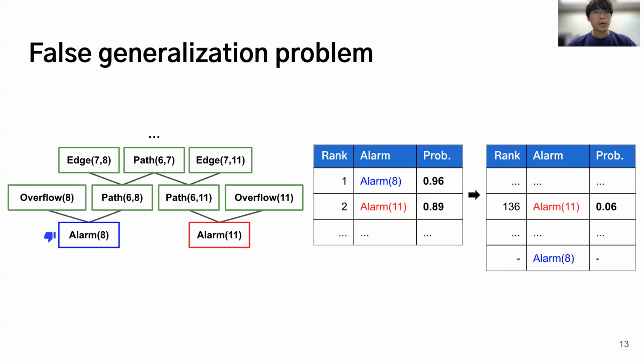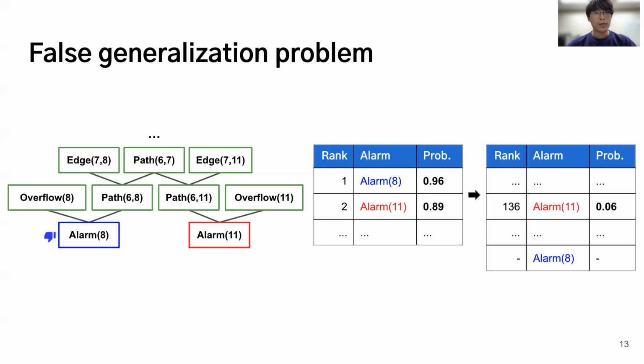The problem of the original system is a sudden drop in probability of the true alarm. It happens when the feedback of a false alarm that is tightly coupled with the true alarm is given to the system. We call it the false generalization problem.